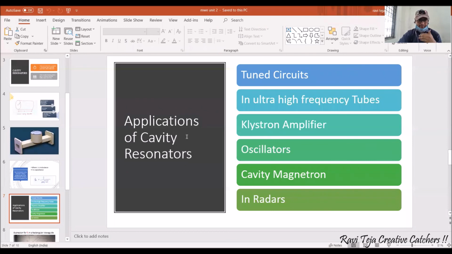And also they are used for cavity magnetrons, where magnetrons are usually used for generating microwave frequencies, and also in radars. These are the main applications of cavity resonators.